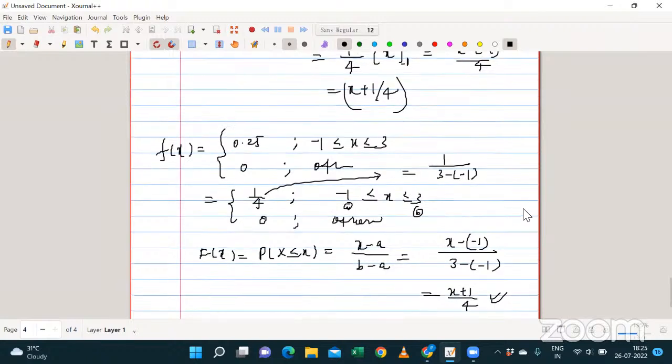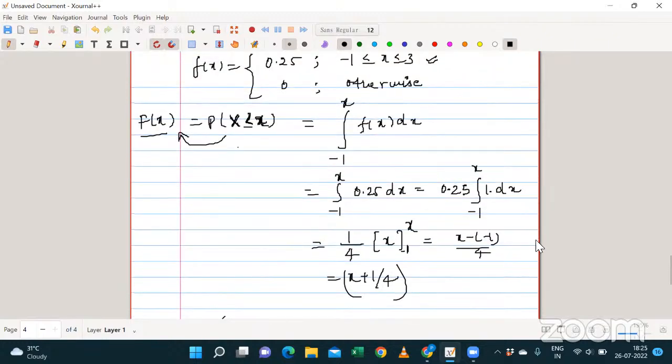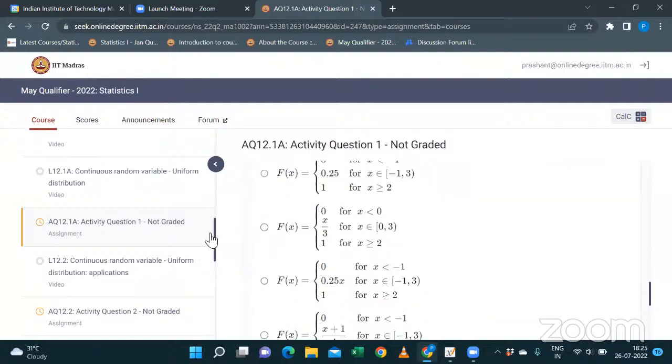This is for activity 12.4, the last question. It's over, sir. The integration part you have understood, right? Yes, sir, it is easy. One doubt in the same question, sir.